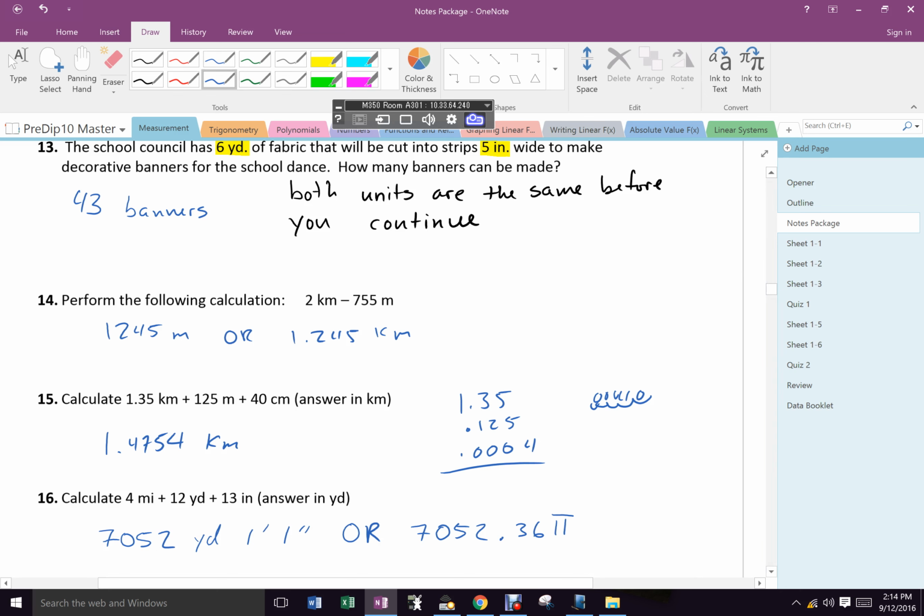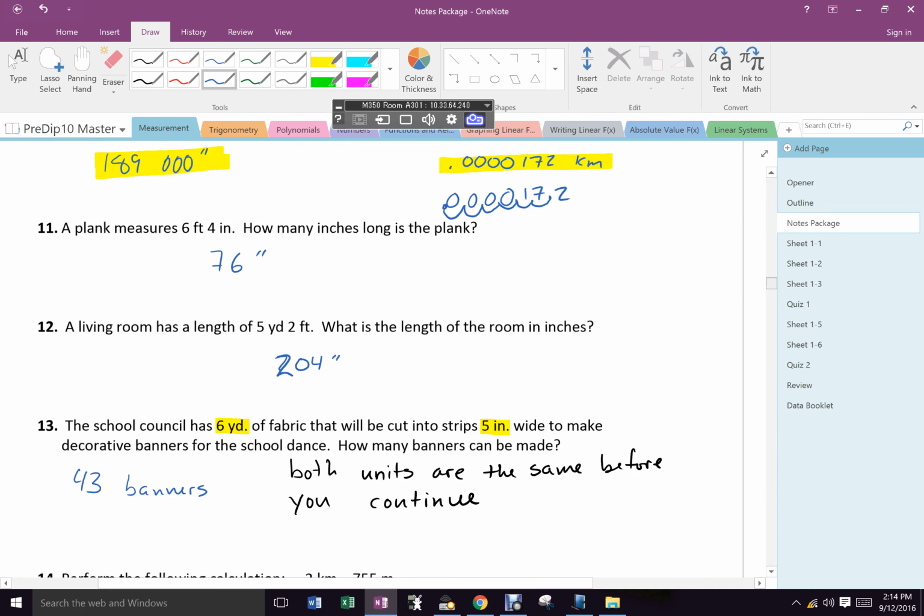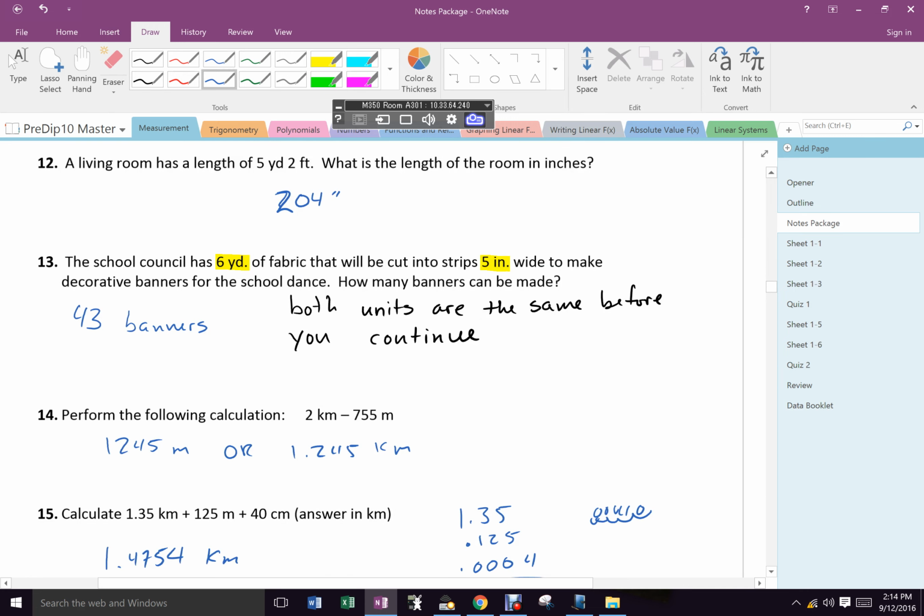12. 5 yards, 2 feet. Well, 5 yards times 36 inches in 1 yard, right? So 5 times 36 is 180, right? Feet to inches. 2 feet, and I want my inches, 12 over 1. 2 times 12 is 24, 180 and 24 is 204. Cool? What, 7 feet? That's a 2.